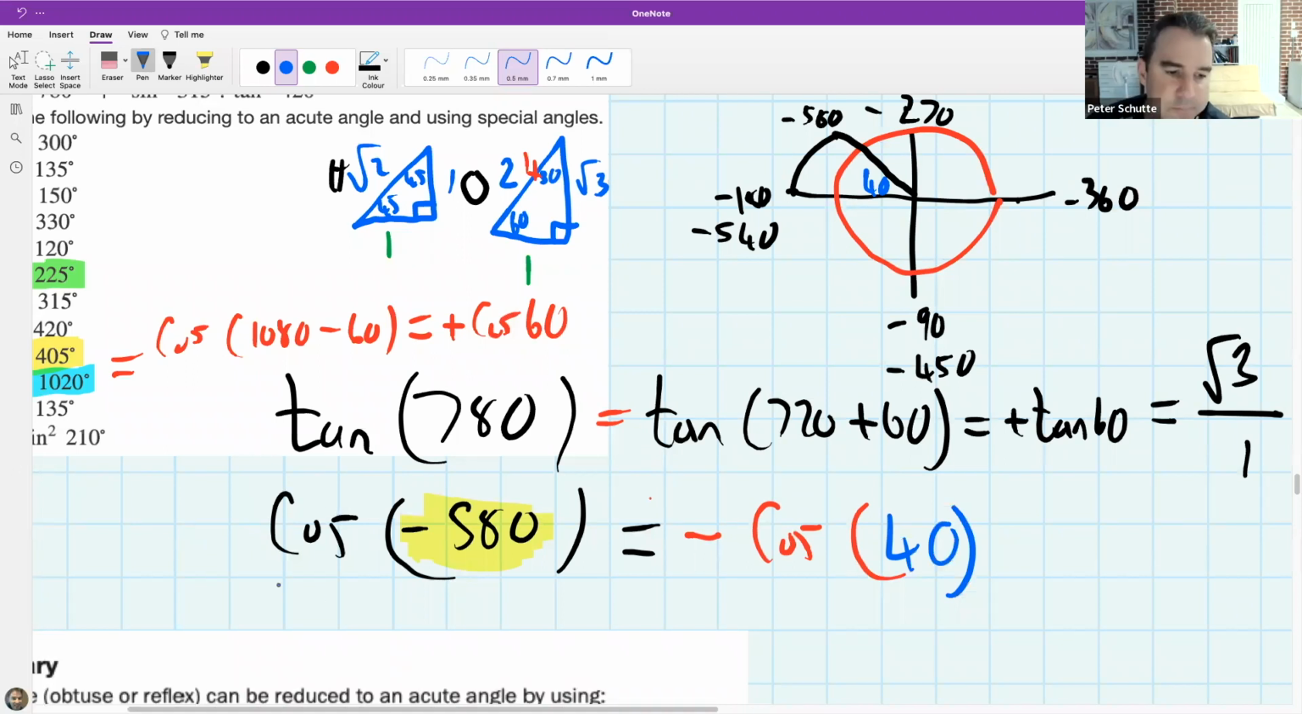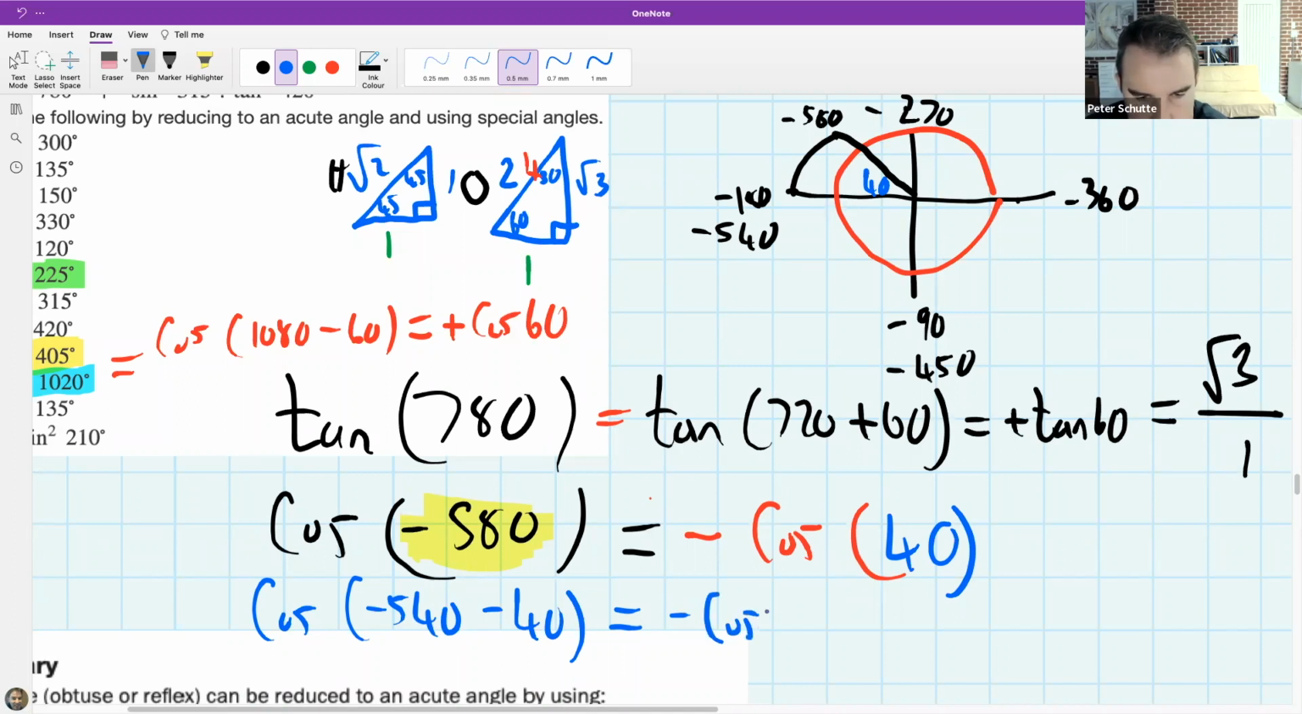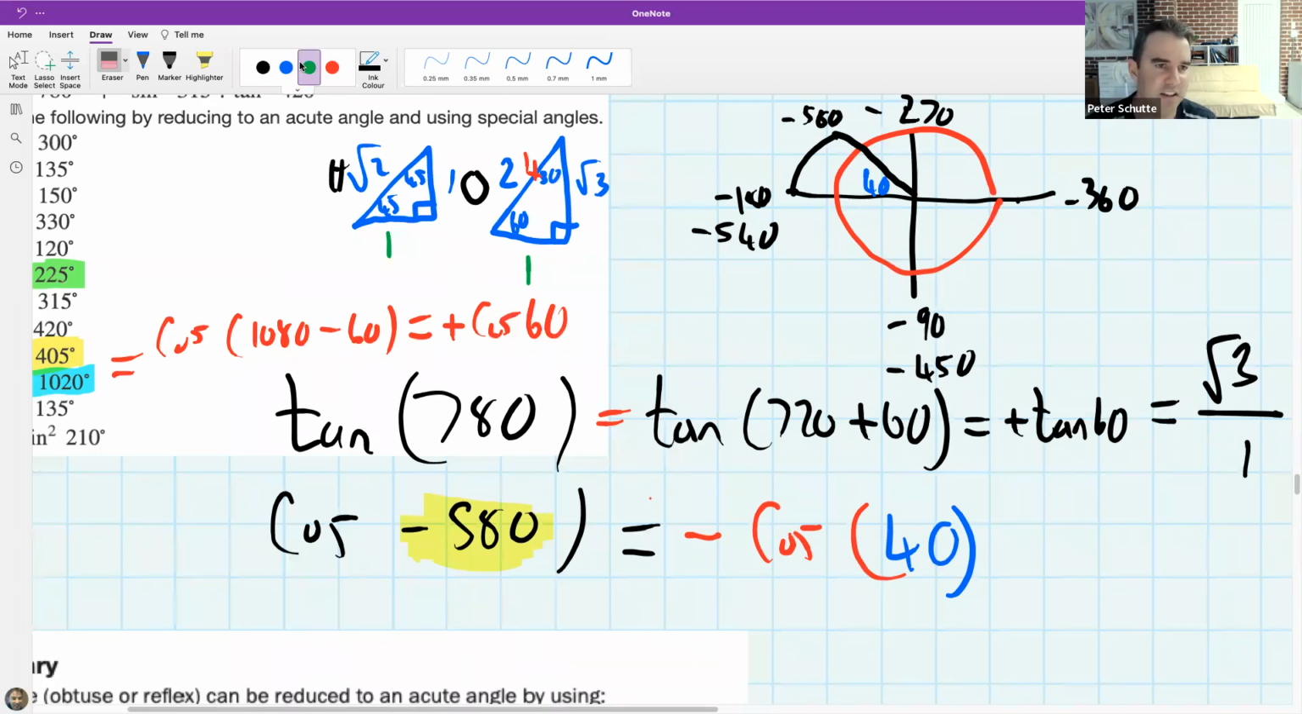Another way of doing this is to say that this is minus 540 minus 40, which is going to be minus the cos of 40, and then go from there. I don't want to go too far, because it can get a little confusing. I want to show you the easiest way to do it. There are many ways of getting it, but we should get the same answer.